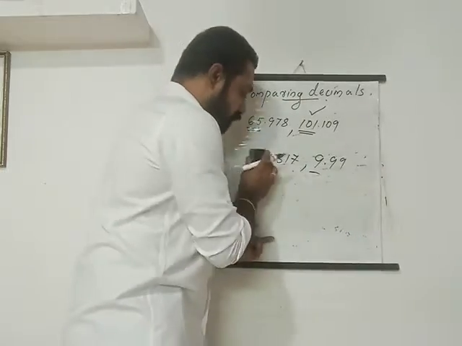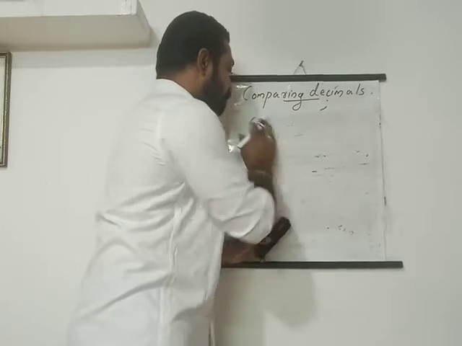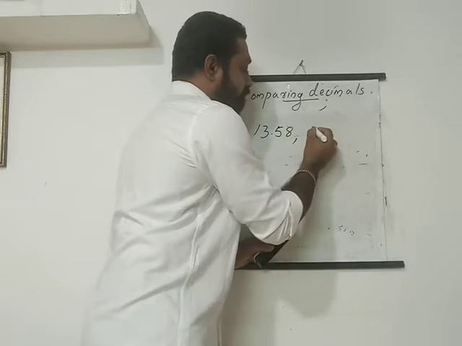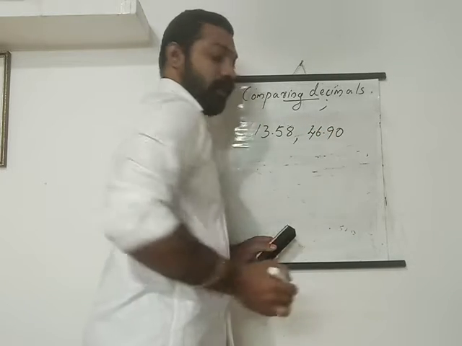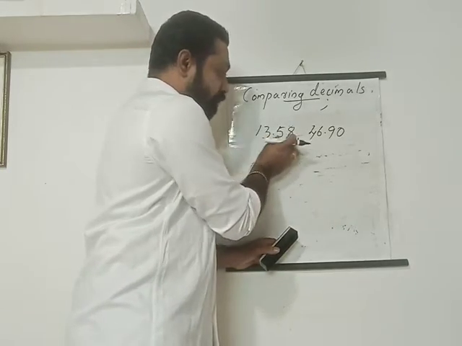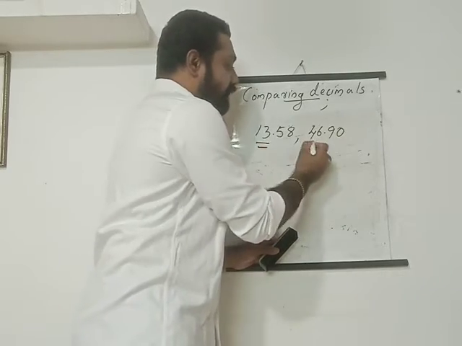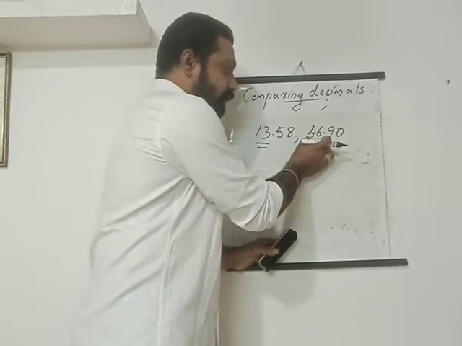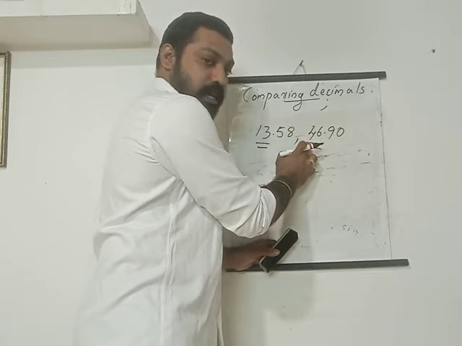Next one is if the whole number part is the same. That means take an example: 13.58 and 46.90. Okay, so here you can see the whole number part, what are the digits? 13.58, 46.90. Here this is 13 and here is 46 only. Here there are 2 digits, and here also the whole number part has 2 digits. So you can see that here 1, here 4 is there, isn't it?